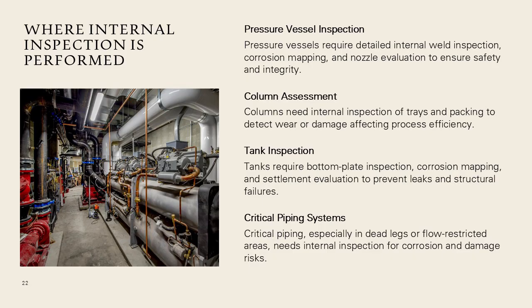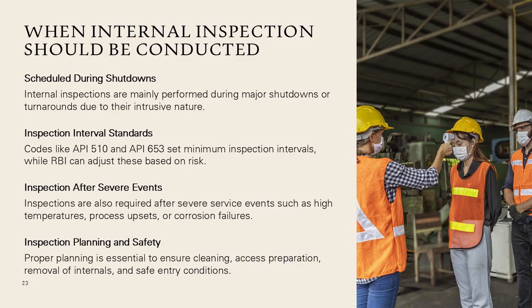This slide emphasizes that internal inspection coverage must be comprehensive and planned based on expected damage mechanisms and areas of high risk. This content explains that internal inspections are typically scheduled during major shutdowns or turnarounds due to their intrusive nature. Codes such as API 510 and API 653 define the minimum intervals for internal inspection, although RBI may extend or reduce these intervals based on risk.